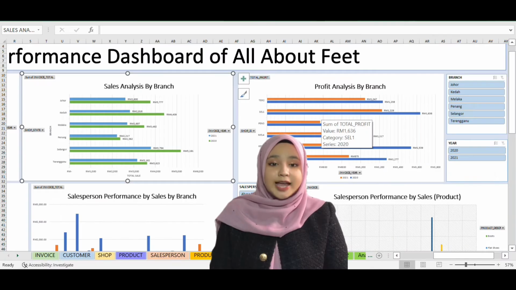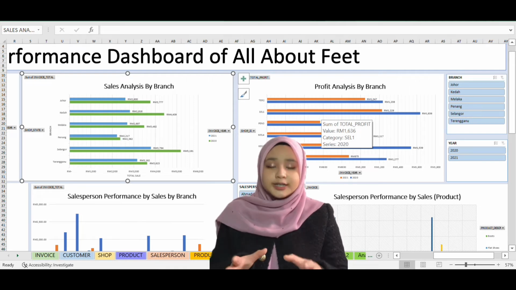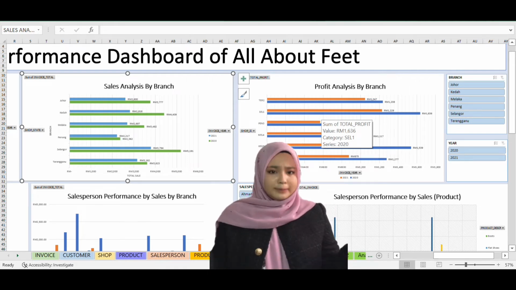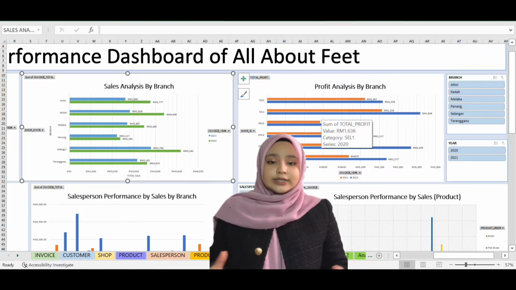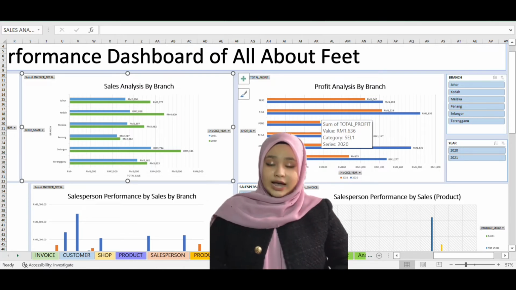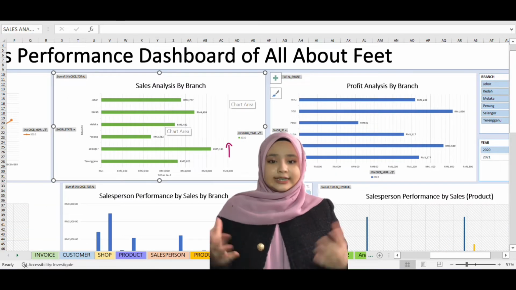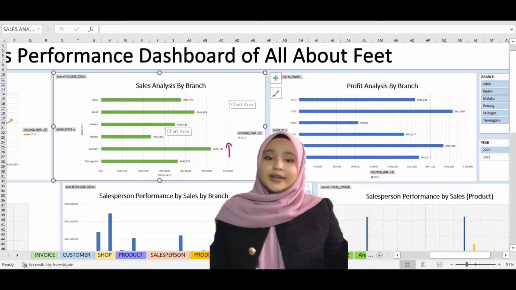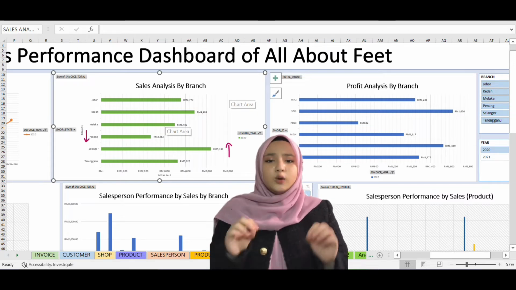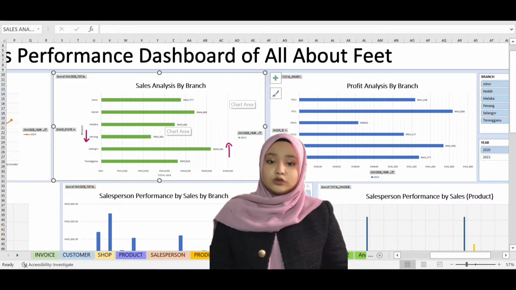Next, the bar chart illustrates how much sales have been made by branches of All About Fit for the years 2020 and 2021. So in 2020, certain branches significantly outsold others. For instance, the Selangor outlet recorded the most sales, totaling 5,191 ringgit. Meanwhile, the lowest amount of revenue was 2,362 by the Penang branch.